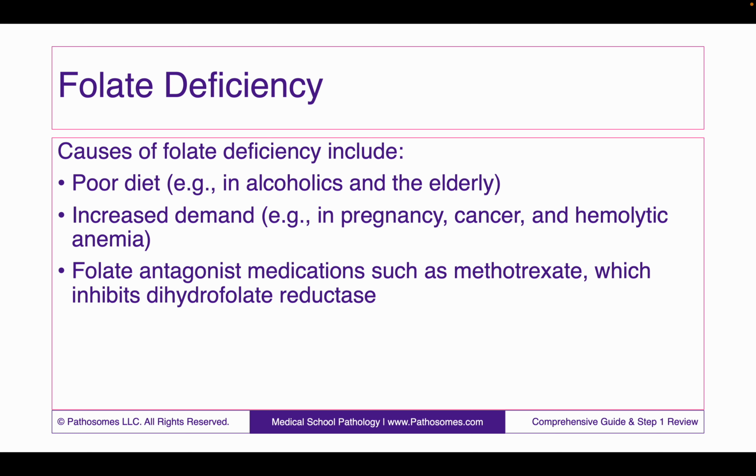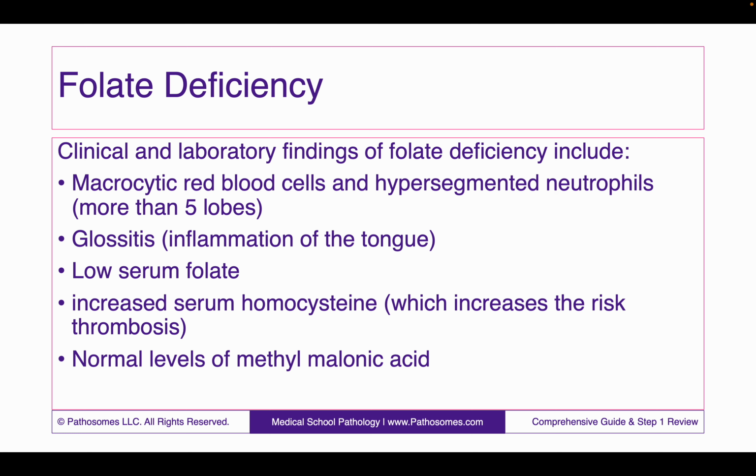Folate antagonist medications such as methotrexate, which inhibits dihydrofolate reductase, can also result in folate deficiency. Clinical and laboratory findings of folate deficiency include macrocytic, large, greater than 100, macrocytic red blood cells, and hypersegmented neutrophils, more than 5 lobes. The normal amount of lobes that a neutrophil should have is 3 to 5. Folate deficiency can cause it to be hypersegmented, and then the neutrophils in the peripheral blood smear may have more than 5 lobes, like 6, 7, 8.